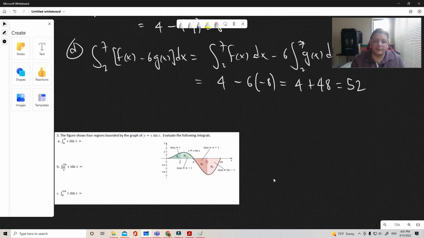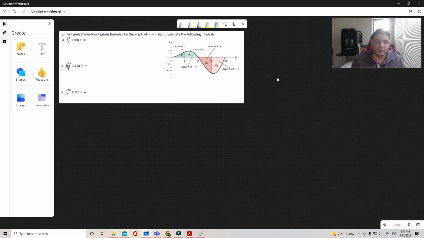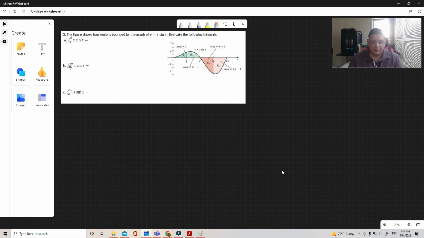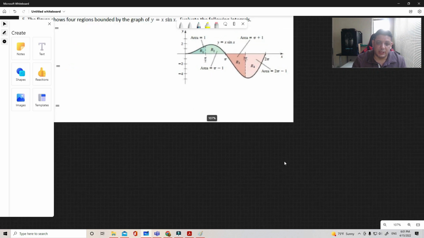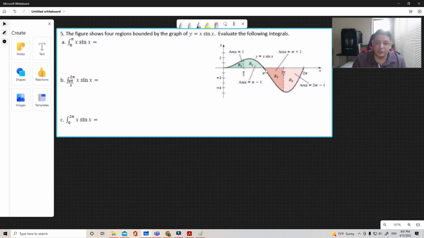Okay. So a little bit of toying with the properties of the integrals. Now let's go and do another example of working with areas. On this occasion, we're going to have the areas to be really clear. They're going to be given by the function x sine of x, and we're going to have 4 different regions here, and the area is going to be marked. If you notice here, R1 is area 1, area 2 is pi minus 1, area 3 measures pi plus 1, area 4 measures 2 pi minus 1. So with that, we're going to be able to find the following integrals.